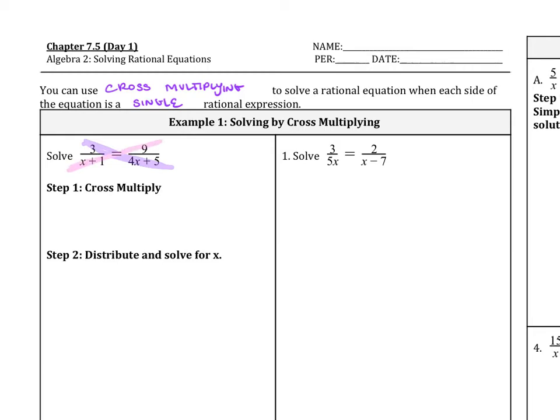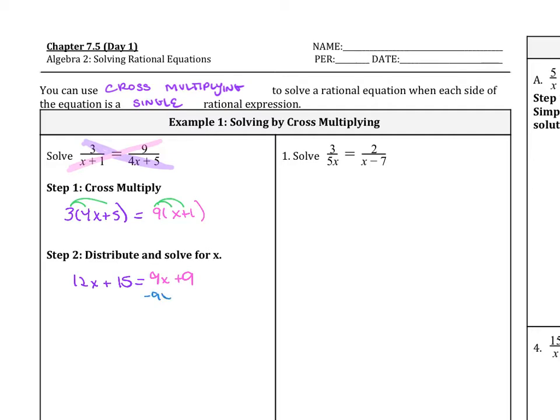So that's cross-multiplying. So let's do 3 times 4x plus 5 equals 9 times x plus 1. Then we're going to distribute and solve for x. On the left side, 3 times 4x is 12x, plus 3 times 5 is 15, and that equals 9 times x, which is 9x plus 9. Then we solve for x.